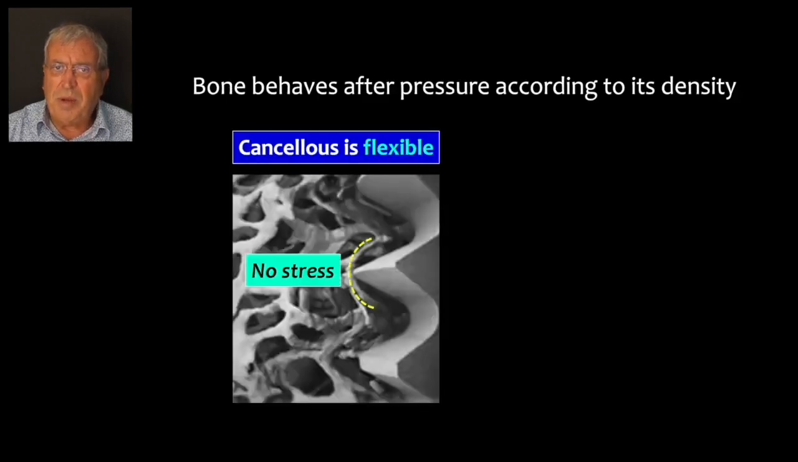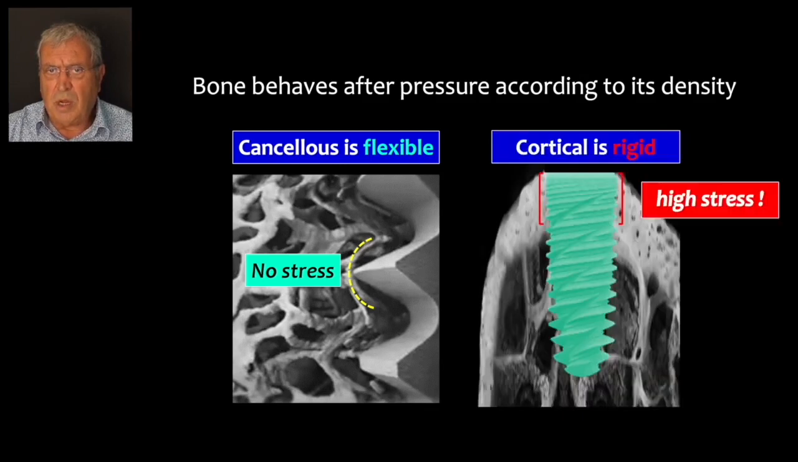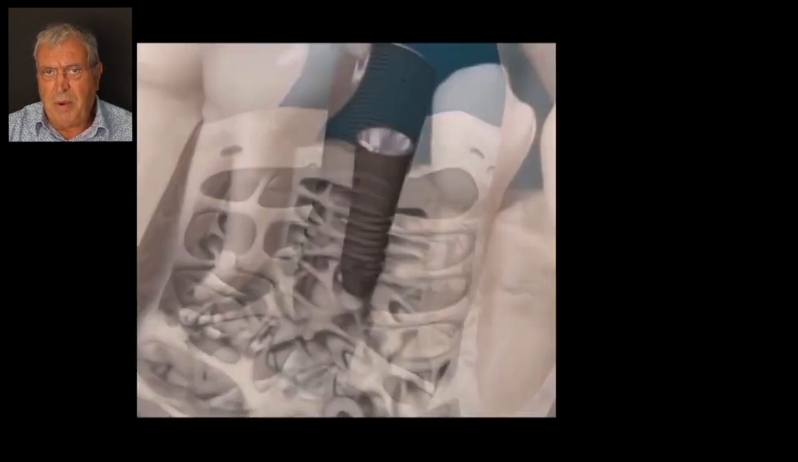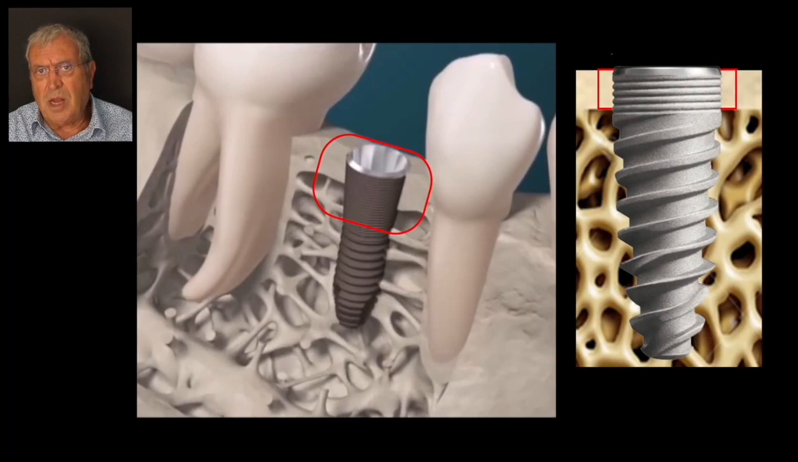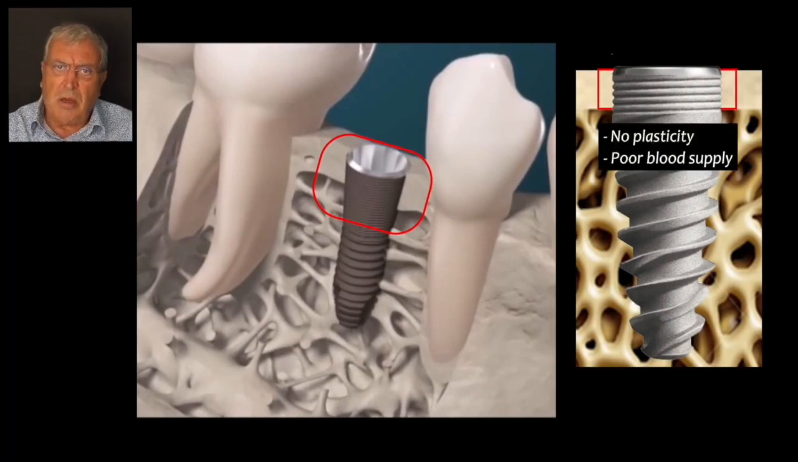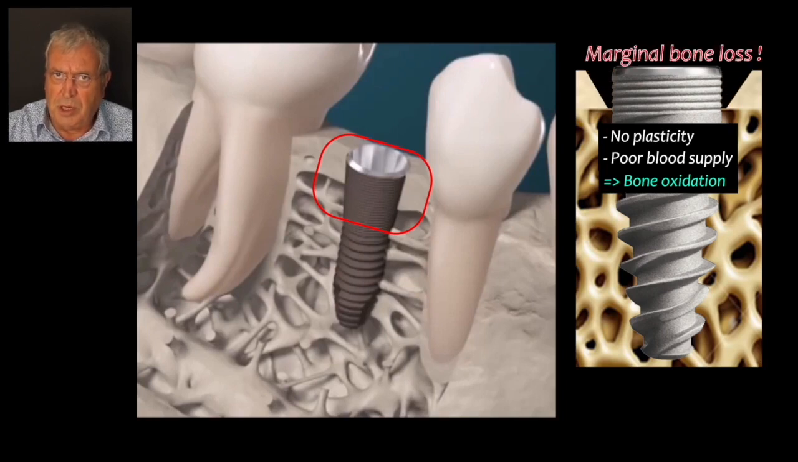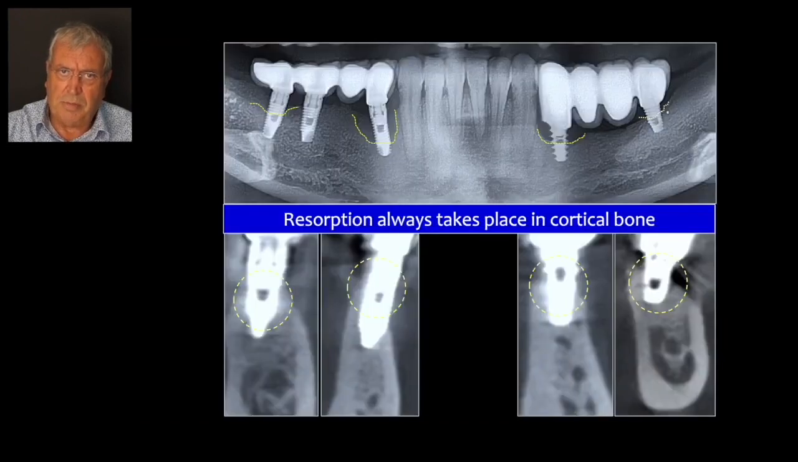In bone, when the bone is cancellous, we know that this bone is flexible, then there is no stress. When the implant is in the cortical zone, the bone is rigid, and then there is a high stress by compression. Placing the implant, we know the difficult place is the cortical zone, because this bone has no plasticity, has a poor blood supply, and then compression will induce oxidation, and this is how marginal bone loss occurs.